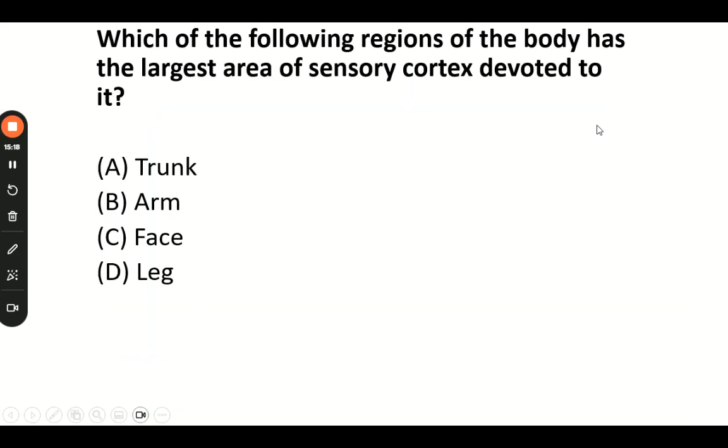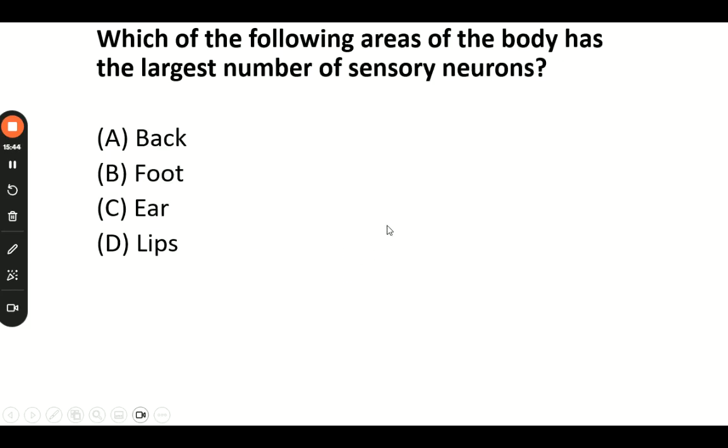All right. Which of the following regions of the body has the largest area of sensory cortex devoted to it? All right. Where would you least want to get burned? The answer is face. You don't want to get burned on your face. You'd rather get burned on your leg. It's less sensitive. Similar question. Which of the following areas of the body has the largest number of sensory neurons? The answer is lips. Why do you think kissing is so much fun? Okay, moving right along.